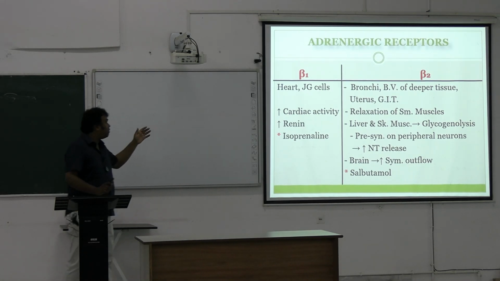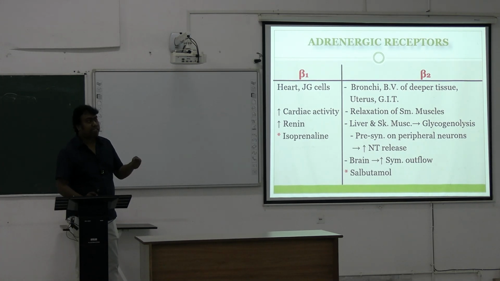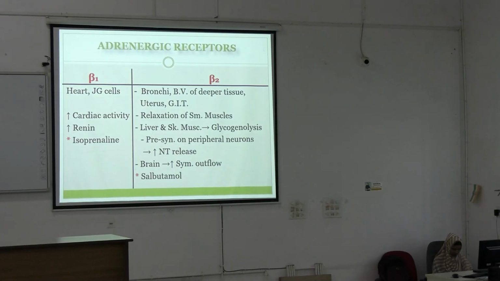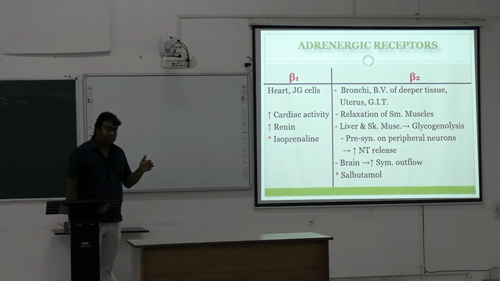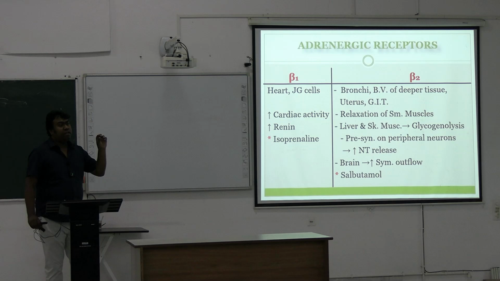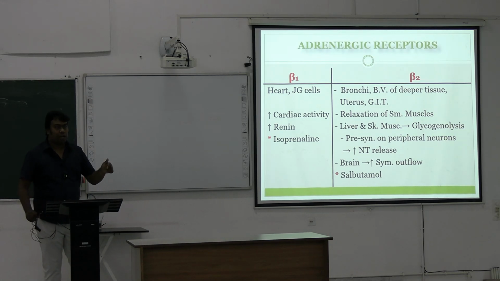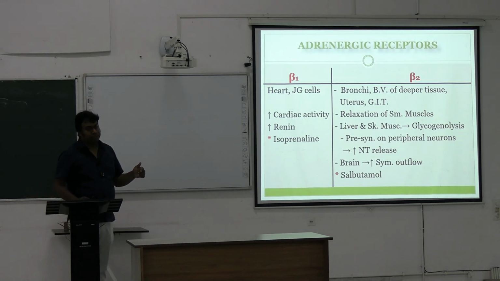And there is another thing: by stimulation of the JG cell, which is present in the kidney, if the beta 1 present there is stimulated, there is increased release of renin. Clear? So these can be stimulated by adrenaline and noradrenaline, but the only beta 1 stimulator is isoprenaline. Isoprenaline is only a beta 1 receptor stimulator.